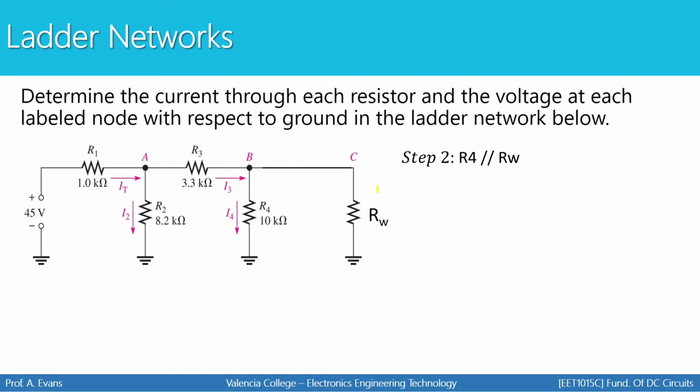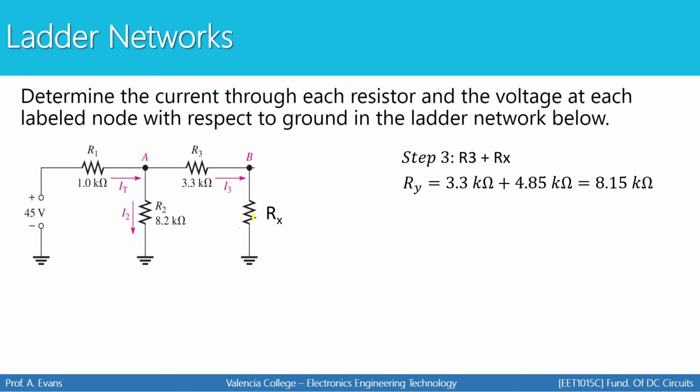Now, our next step is that RW is now in parallel with R4. I'm going to make these two into a new combination, and I'm going to call it RX. Next, I can see that RX is in series with R3. I'm going to make a new combination. I'm going to call that RY, and I'm going to add R3 and RX together.